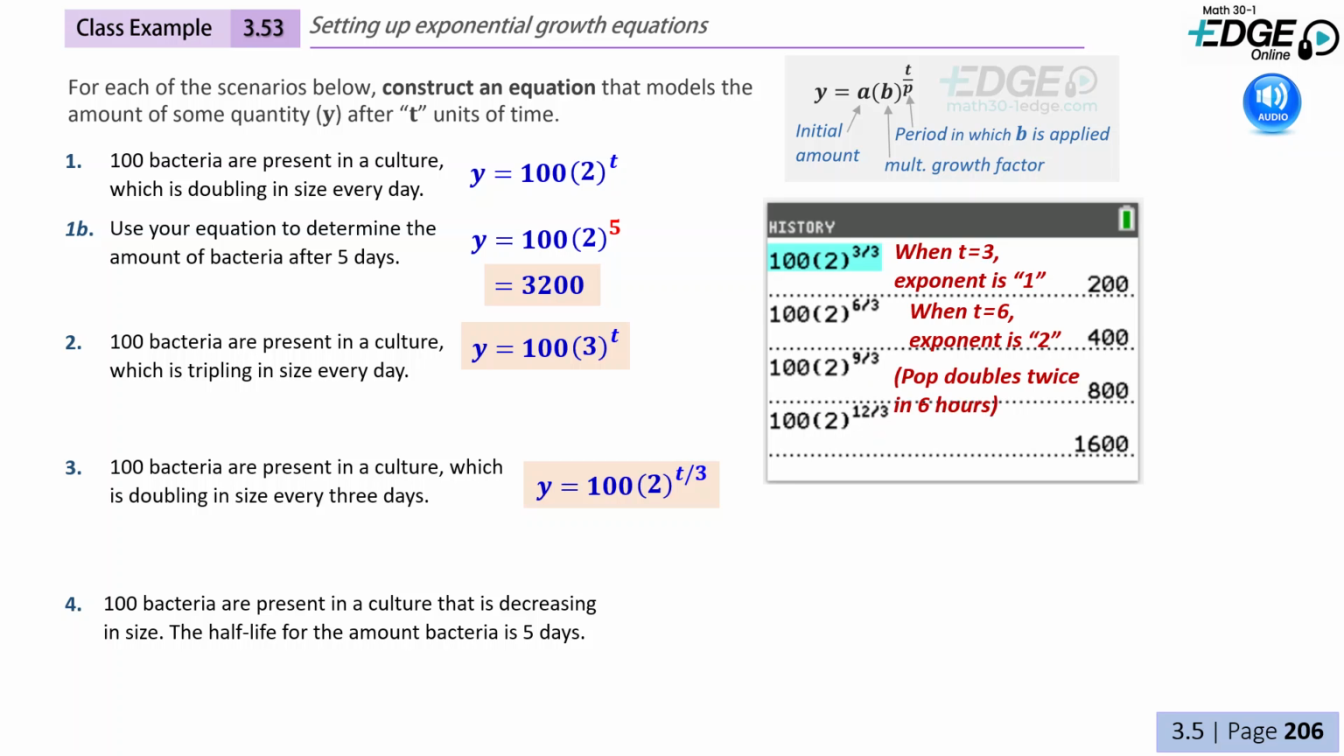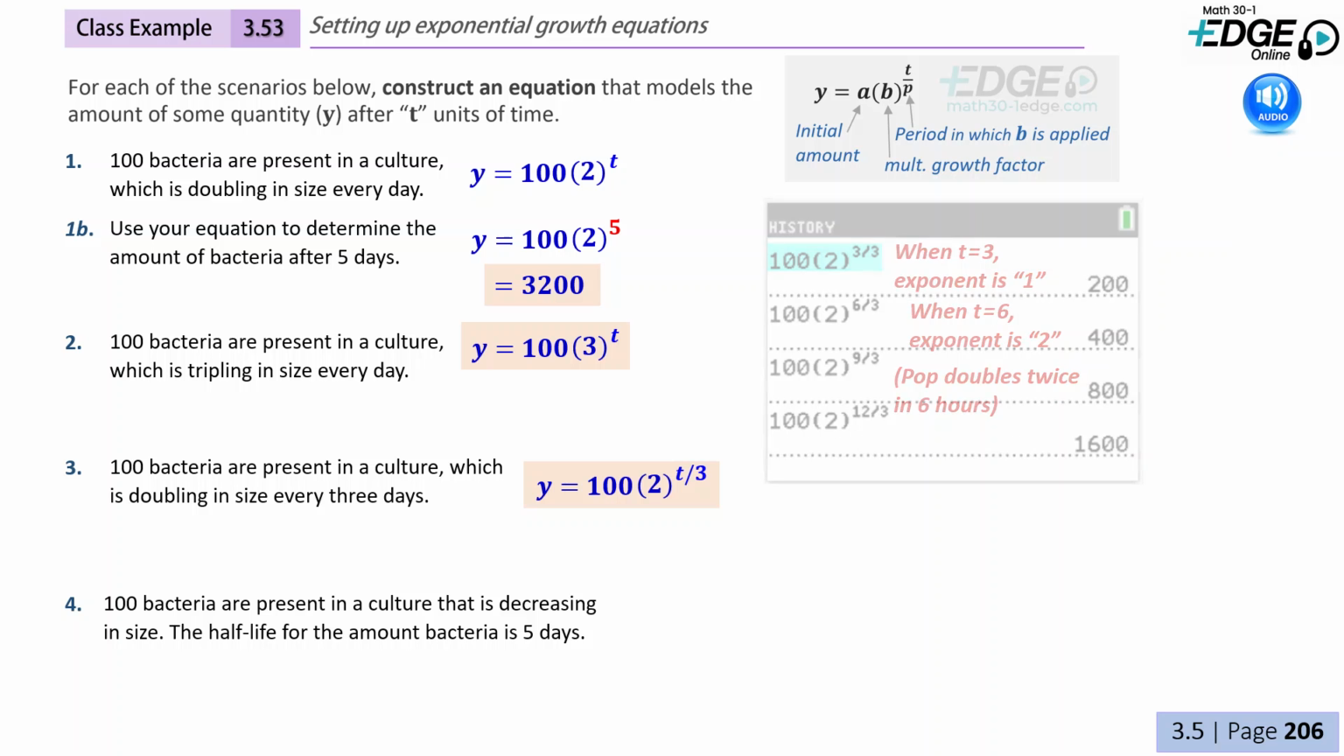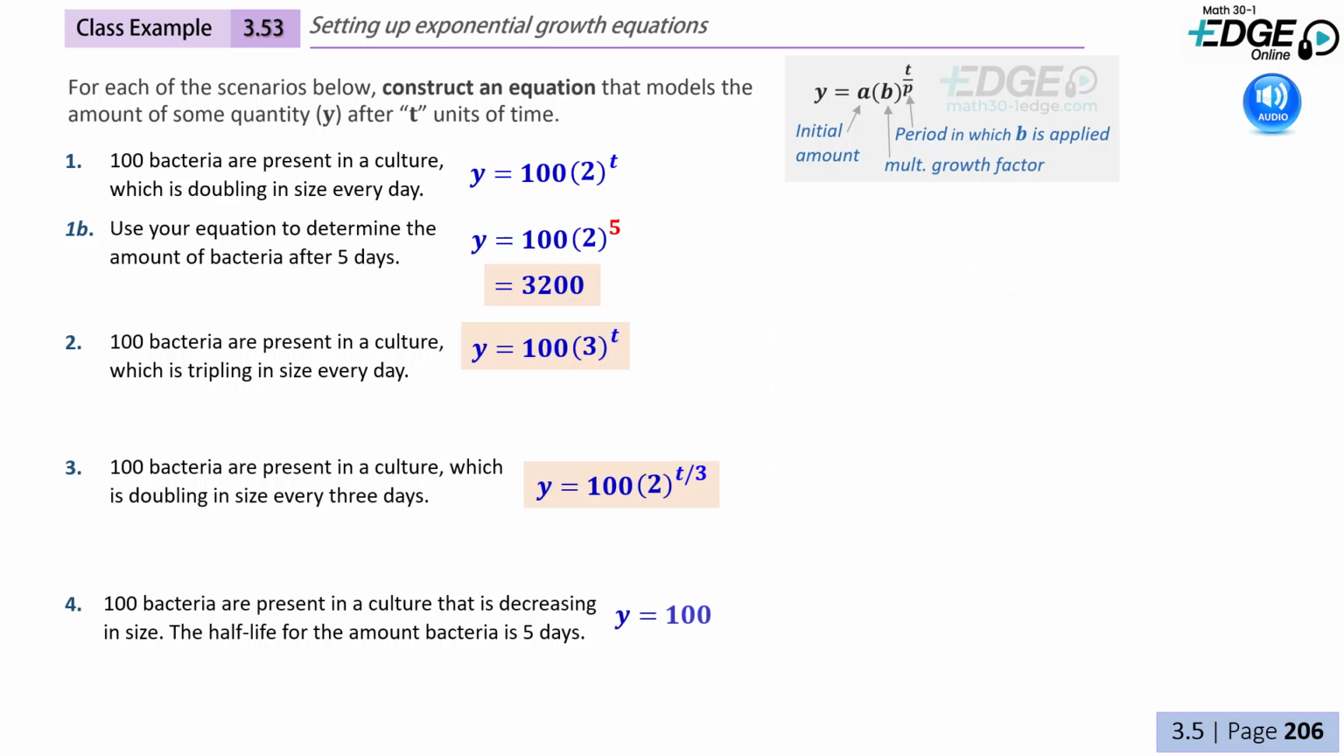Number 4, 100 bacteria are present in a culture that is decreasing in size. The half-life for the amount of bacteria is 5 days. So y is equal to, well again, we're going to start with 100. But now, since the half-life is 5 days, we have to use 1/2 for our multiplier. And now it's going to be every 5 days. So our p-value in the equation becomes 5.